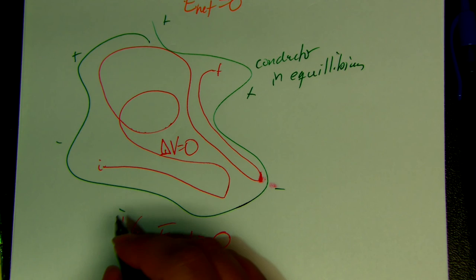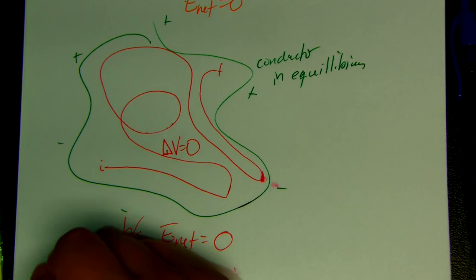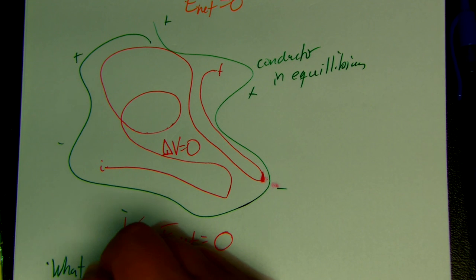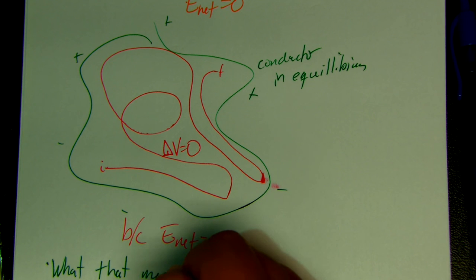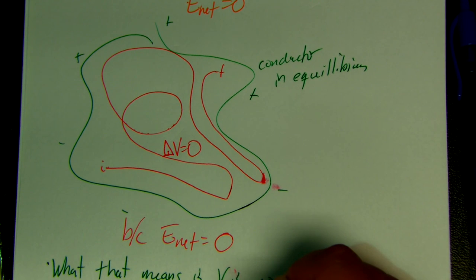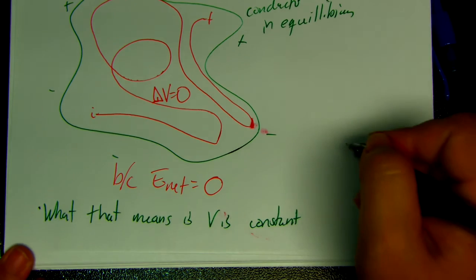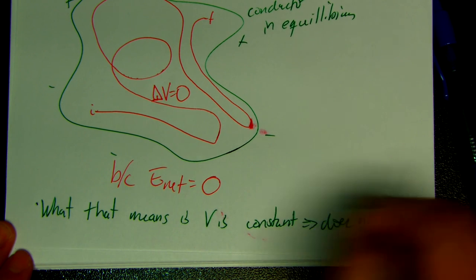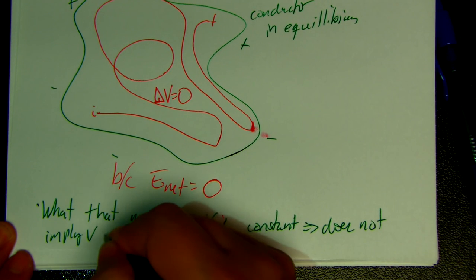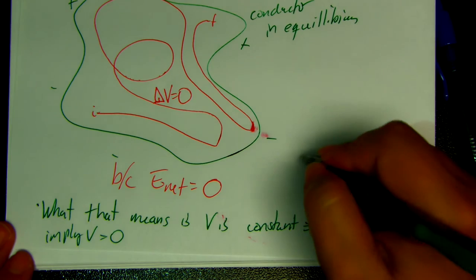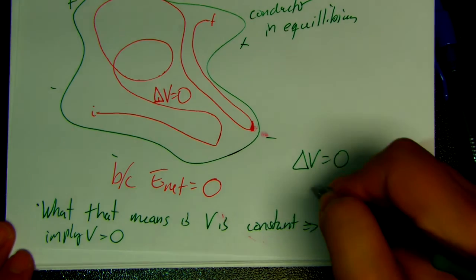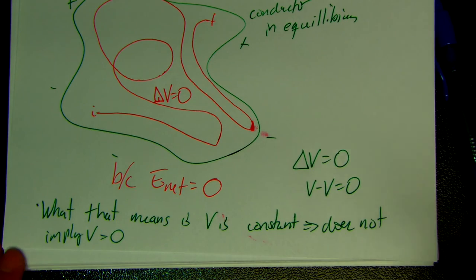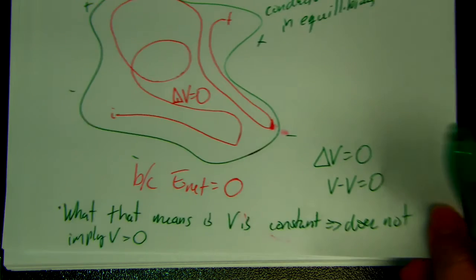Now, what that means is V is constant. It does not mean V is 0. It does not imply V equals 0. Might be, but we don't know. This is just delta V is 0. So you're having V minus V equal to 0. So maybe your V's are 0, maybe there's something else.